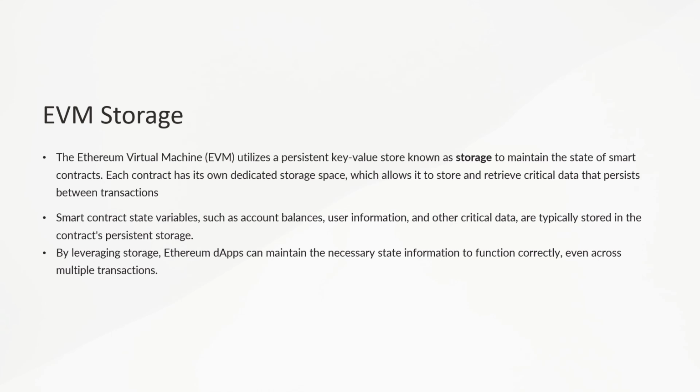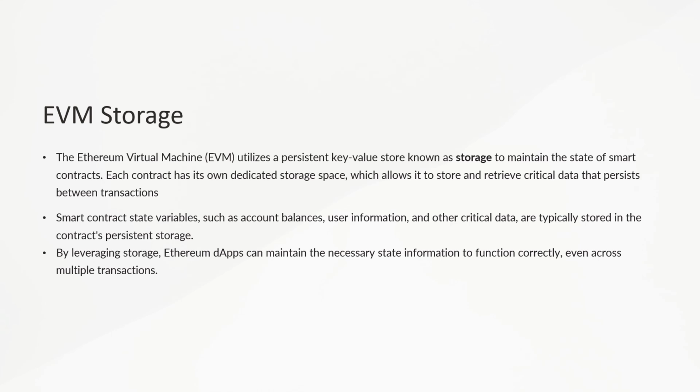Each contract has its own dedicated storage space, which allows it to store and retrieve critical data that persists between transactions. Unlike the volatile memory used for temporary computations, storage operations are more expensive in terms of gas consumption, making it important for developers to carefully optimize their usage. Smart contract state variables such as account balances, user information, and other critical data are typically stored in the contract's persistent storage. By leveraging storage, Ethereum dApps can maintain the necessary state information to function correctly, even across multiple transactions.